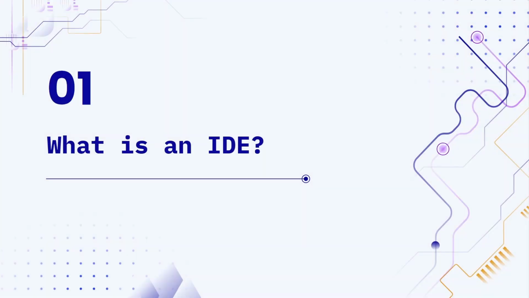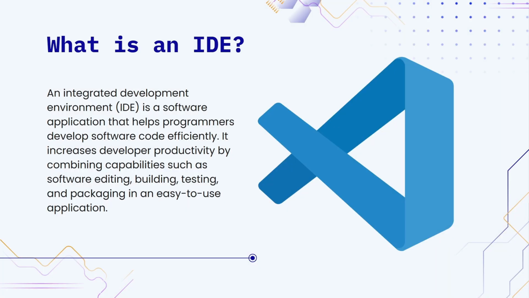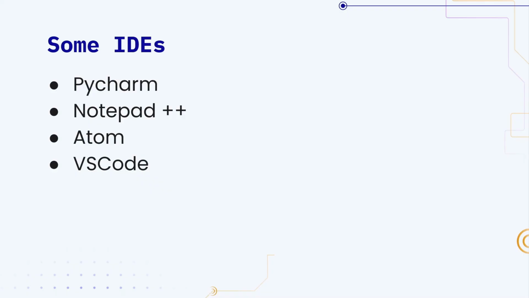All right, first, what is an IDE? An IDE, or Integrated Development Environment, is a software application that helps programmers develop software code efficiently. If we didn't have IDEs, we'd be coding in terminals and shells, which is really inefficient. It's really hard to code, so people made IDEs. So here are some IDEs. There's PyCharm, Notepad++, Atom, VS Code. In this episode, we're going to be using VS Code.